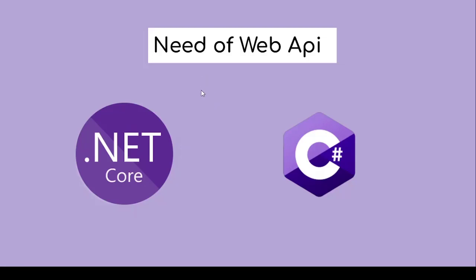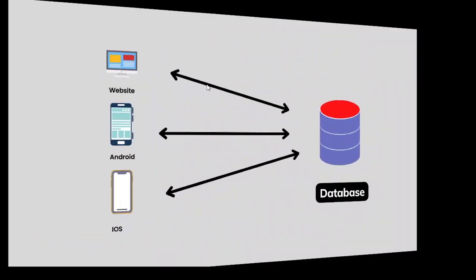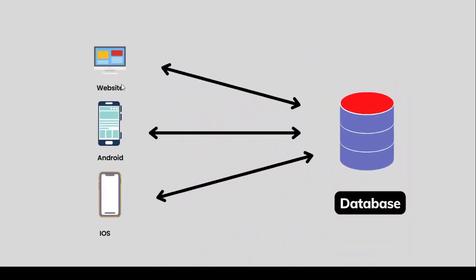If you remember, in the last video we discussed the problem we face when our three applications directly interact with a single database. As you can see here, we have three applications: a website, an Android application, and an iOS application. All three interact directly with the single database, and we are facing many problems, as we discussed in our last video.